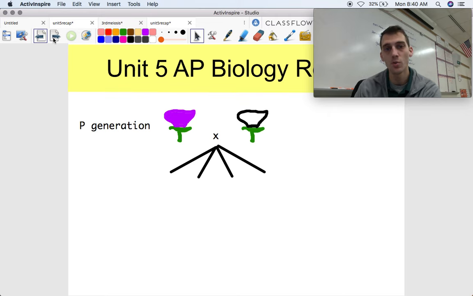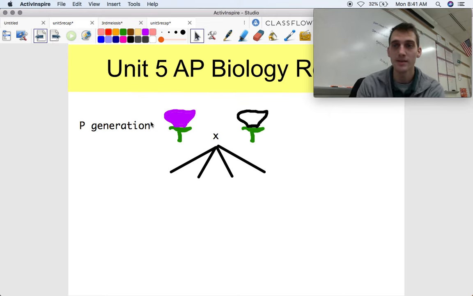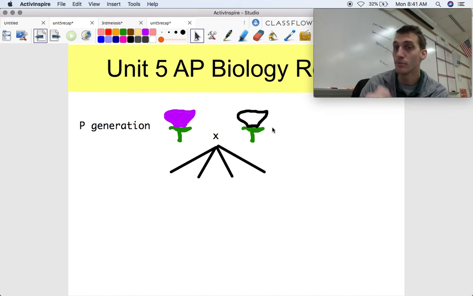So here's his first one. He crossed a purple flower, and I drew these flowers myself. You should tell me they're good because I spent a lot of time on them. Not really. Here's a purple true breeding pea plant and a white flower true breeding pea plant.